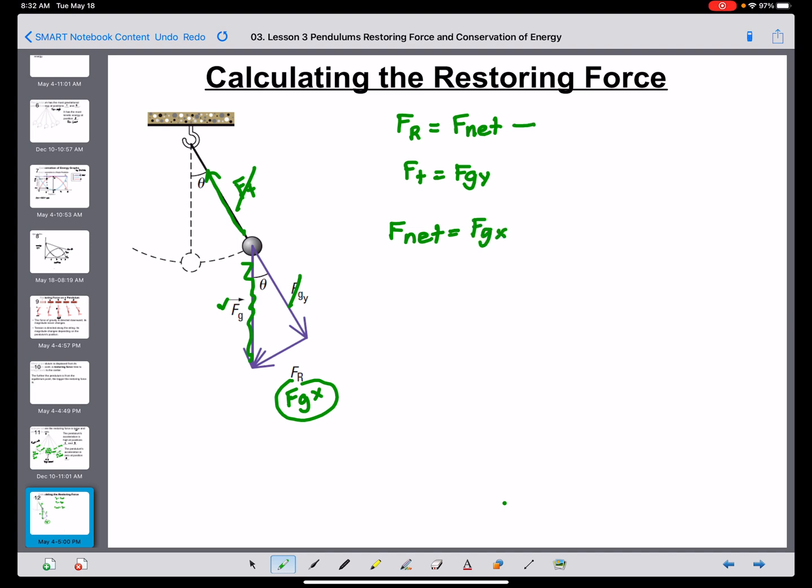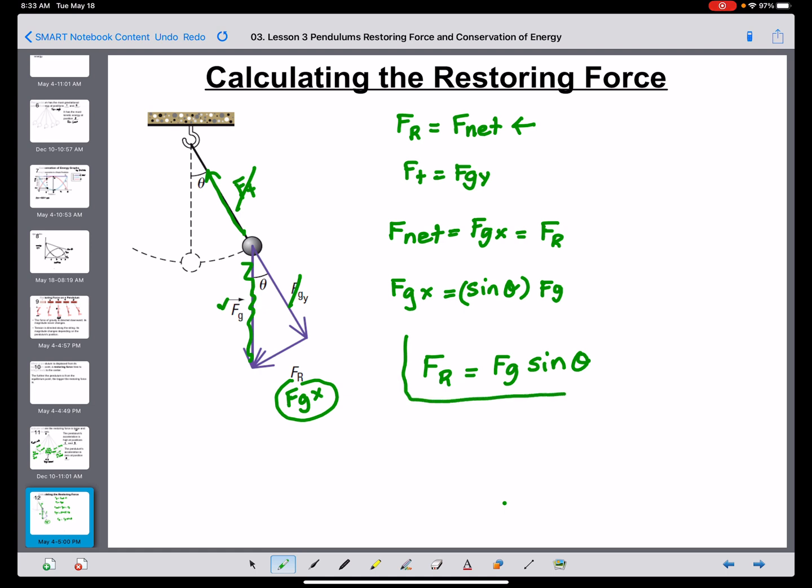But looking up here, for a pendulum, we have a special name for the net force. It's called the restoring force. So we can write Fr. Okay, now we know that Fgx is going to be sine of theta times Fg, right? So we can put all of this together and we can say that our restoring force is, I'm just going to write it in a different order, Fg sine theta. So if you're asked to calculate the restoring force on a pendulum, that is the formula to use.